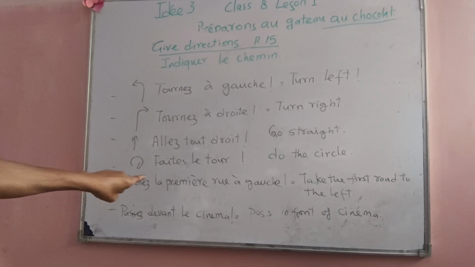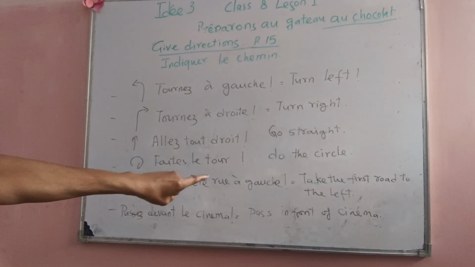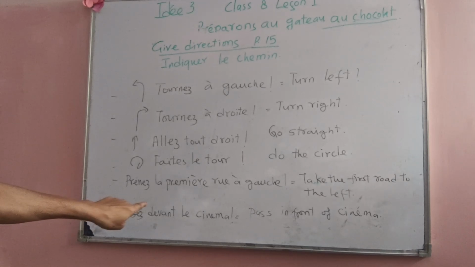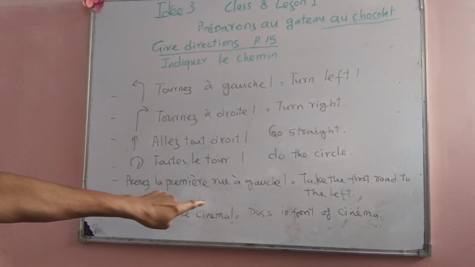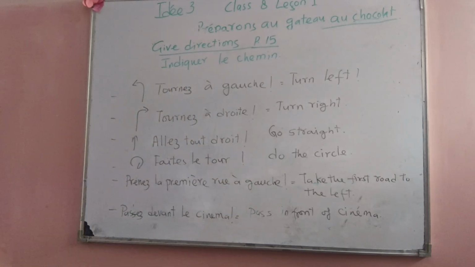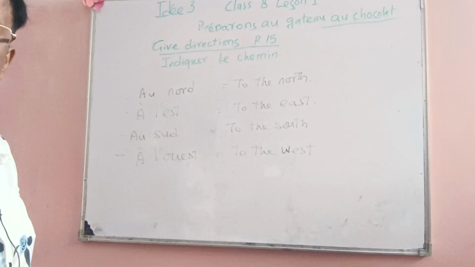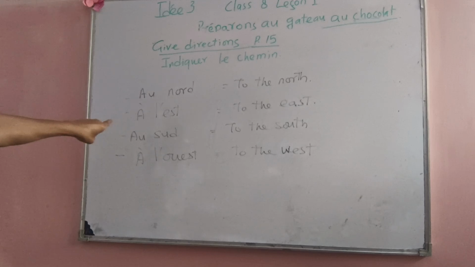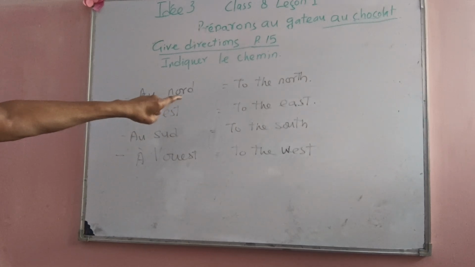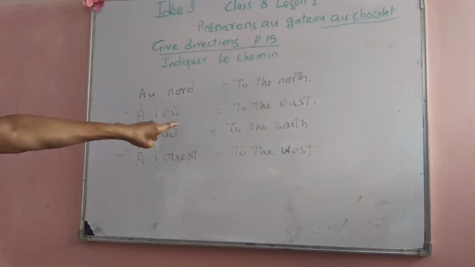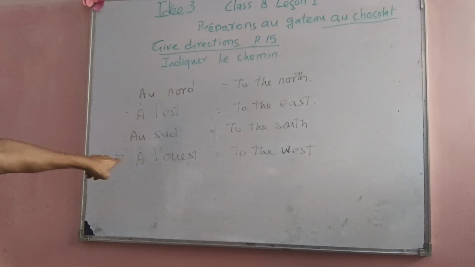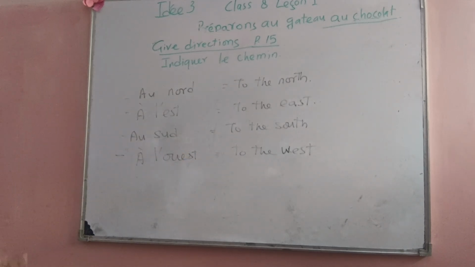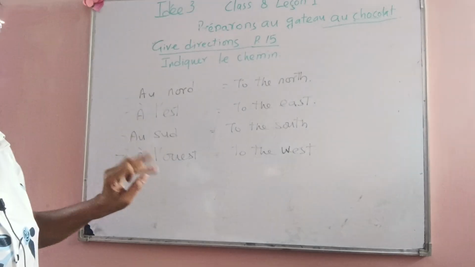Prenez la première rue à gauche, take the first road to the left. Passez devant le cinéma, pass in front of the cinema. Au nord, to the north, à l'est, to the east, au sud, to the south, à l'ouest, to the west. This is all. This chapter is completed.